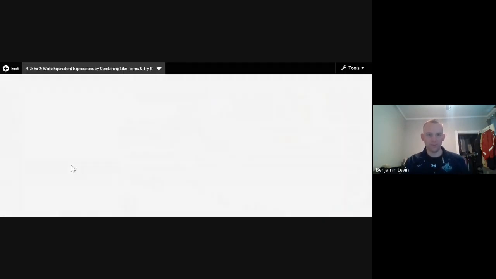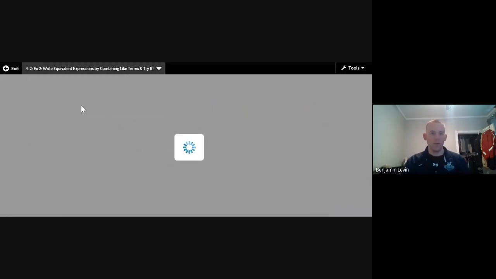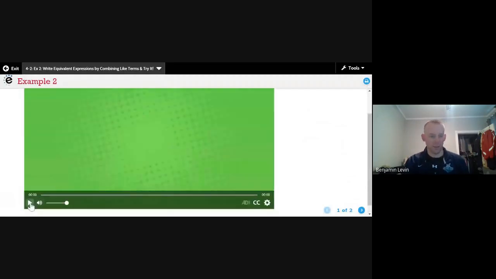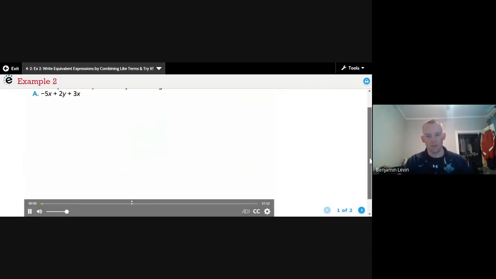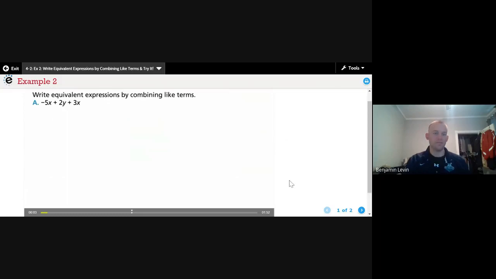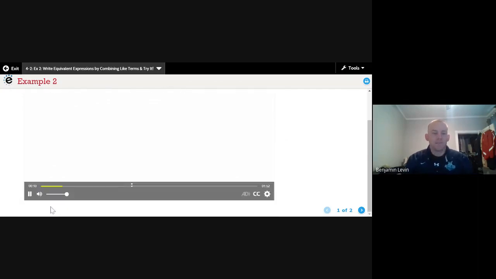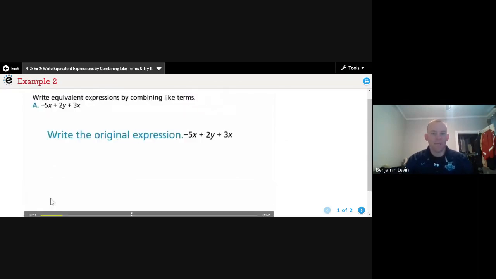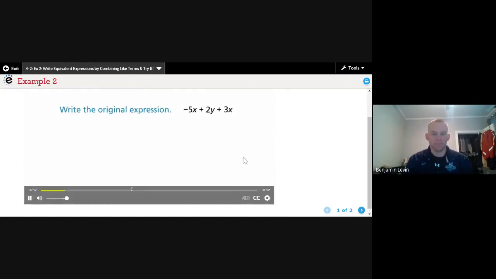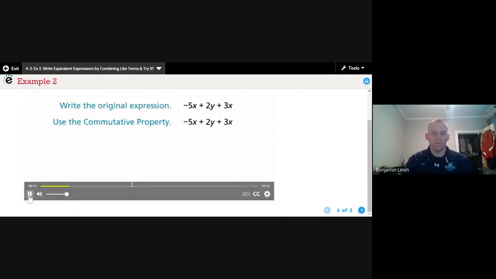Example number 2. Combining like terms. This should be interesting. Let's look at some combining like terms. Write equivalent expressions by combining like terms. Part A, negative 5x plus 2y plus 3x. To begin, write the original expression. Next, use the commutative property to rearrange the expression so that like terms are together.